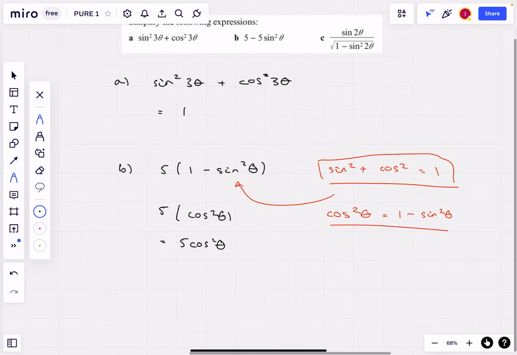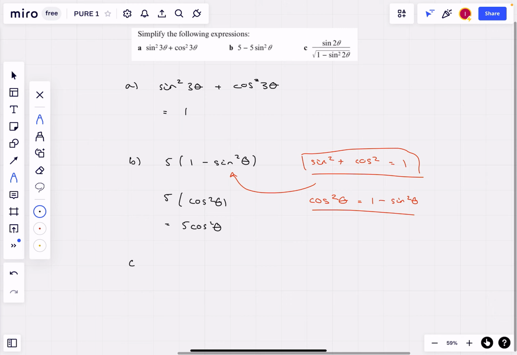So with C, sine 2 theta over root 1 minus sine squared 2 theta. Okay. We can use identity number 1. We already got to this point: cos squared equals 1 minus sine squared. How would I get a root there? Square rooting. So if I square root, I get the square root of 1 minus sine squared theta.